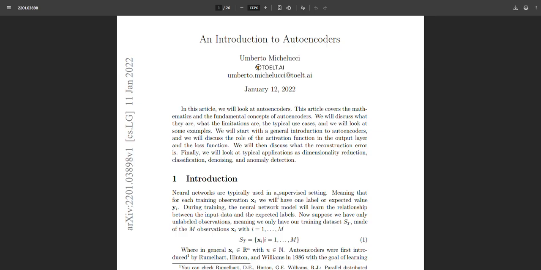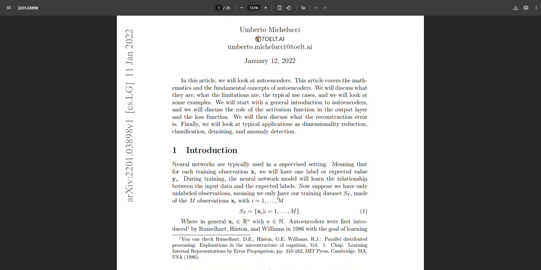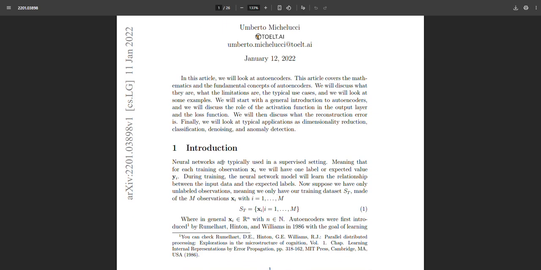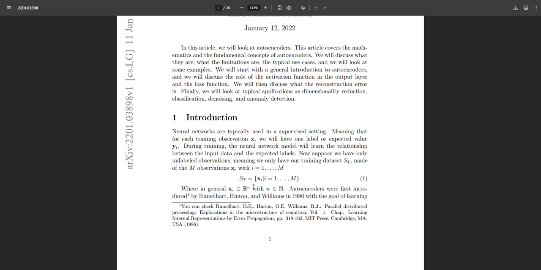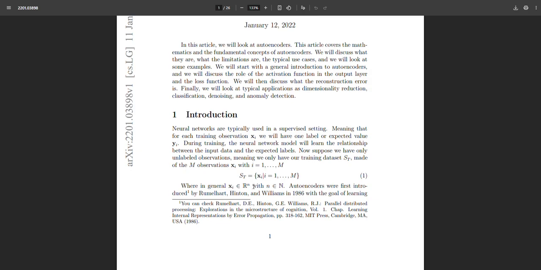So typically when we talk about neural networks, we are operating in a supervised setting. This means that for every input observation, which we'll denote as xi here, we have a corresponding label or an expected output value yi. The neural network's job is to learn the relationship between this xi and yi. But what if we shift gears? What if we only have unlabeled observations?